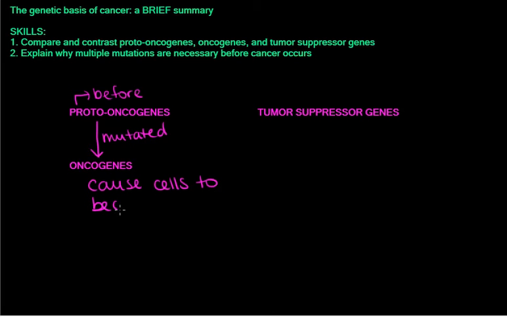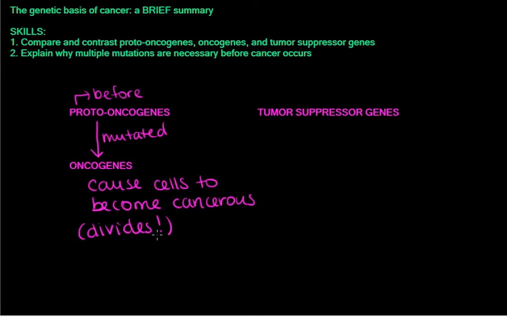So remember, cancer is uncontrolled cell growth. So when a cell becomes cancerous, it divides uncontrollably. Nothing is stopping it. And it can divide forever and ever and ever with no stops.